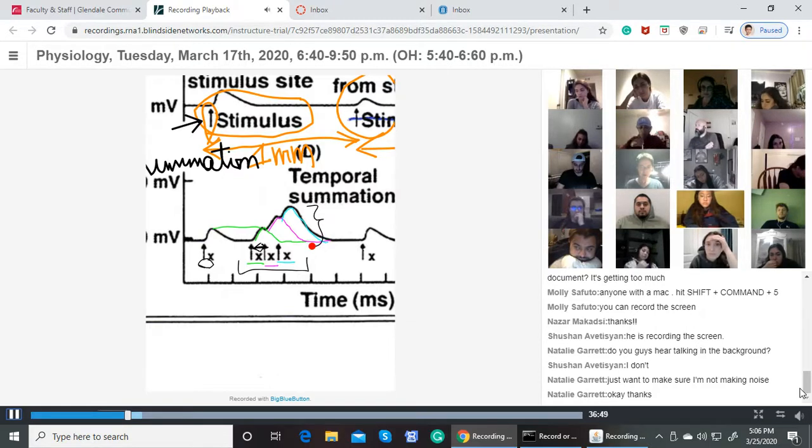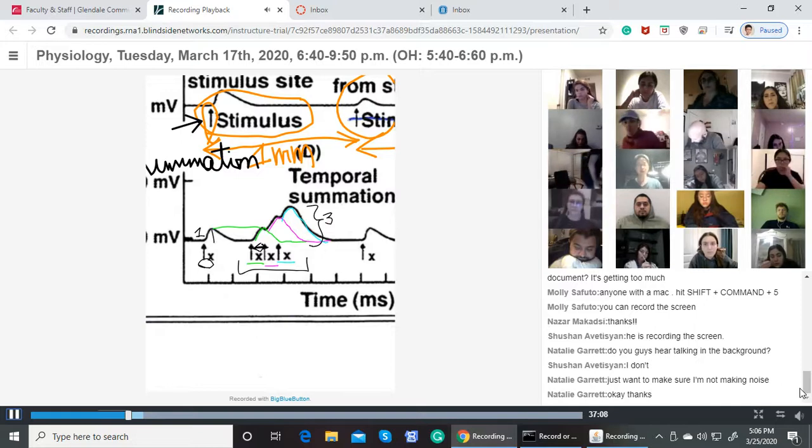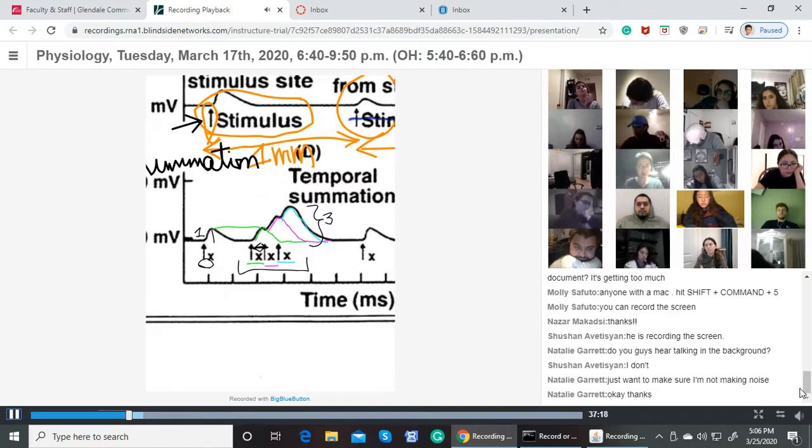If the amplitude here is 1 unit, 1 millivolt, this one is approximately 3. In other words, temporal summation has a very important function. It can increase the amplitude of the graded potential. The key point is the time. It has to be stimulated in a short time.